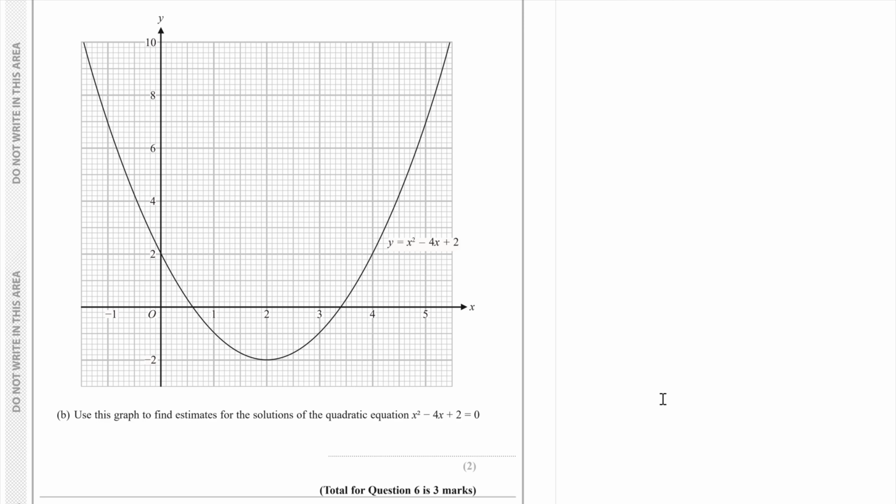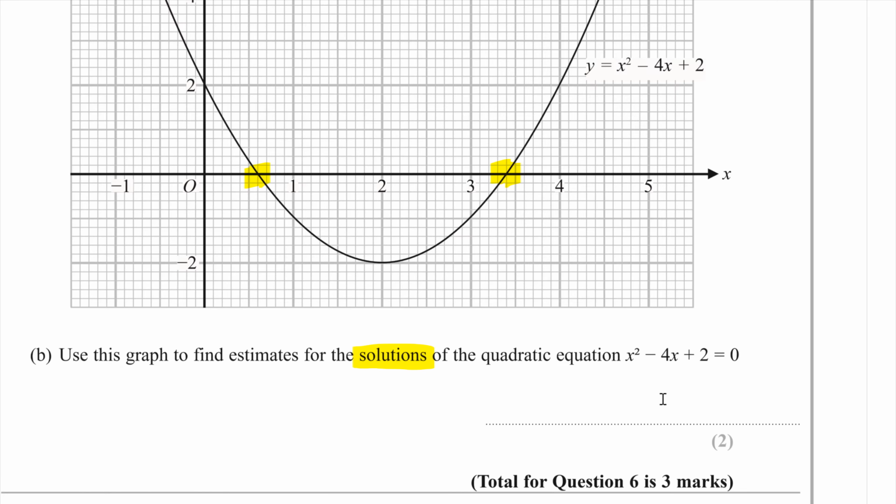Part B. Use this graph to find estimates for the solution of the quadratic equation x squared minus 4x plus 2 equals 0. The quadratic graph that is drawn is y equals x squared minus 4x plus 2. Notice that in the question we have the same equation but the y is replaced by a 0. So we can find the solution by reading off the points on the graph where y is equal to 0, as highlighted in yellow. x is 0.6 and 3.4.